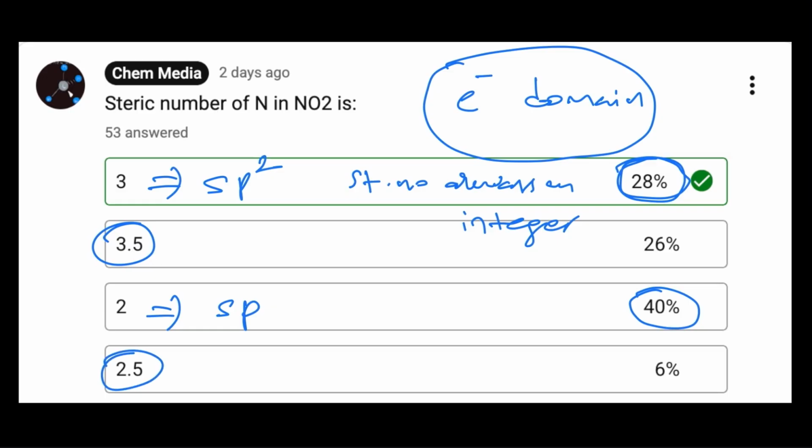You have to think in terms of hybridization. 2.5 is also wrong. This is a somewhat trick question, but questions like this would normally appear in the exams. So just be careful. If it is an odd electron system, you have to think carefully about the hybridization of the central atom.